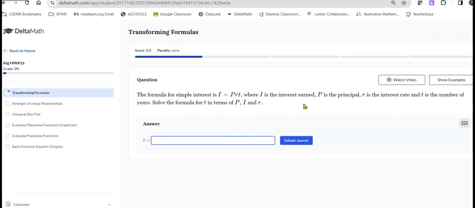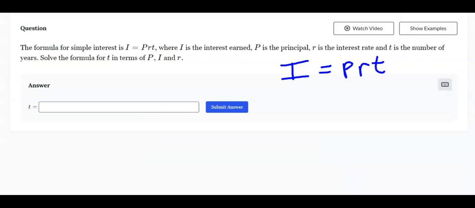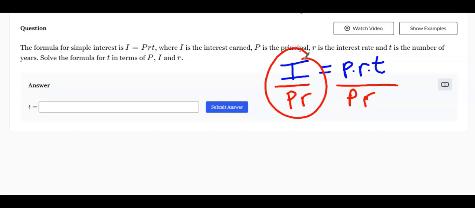This one asked us to solve the interest formula I equals PRT for the letter t in terms of p, I, and r. Okay, so let's take a look here. Remember, when you have multiple things that are multiplying here, you can divide by them at the same time. So if we want to keep t, that means we want to divide by both p and r, giving us I over pr is equal to t.